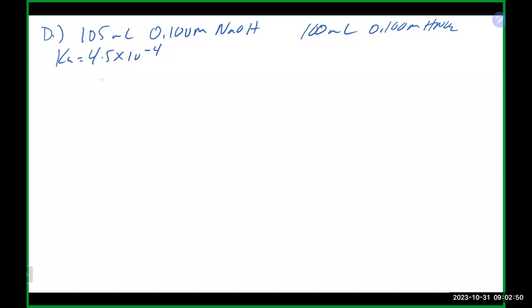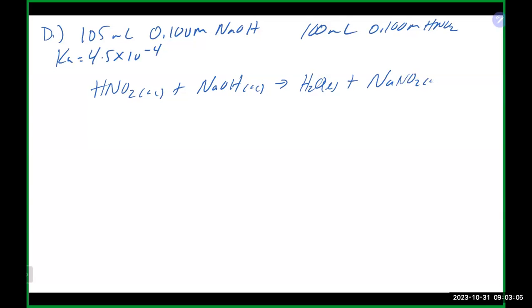All right, so once again, same reaction happening. We are going to obviously do it in moles here. So our moles, 0.1 times 0.1, which is the same one we've been starting with, 0.01 moles. Our sodium hydroxide, 0.105 times 0.1, 0.0105.